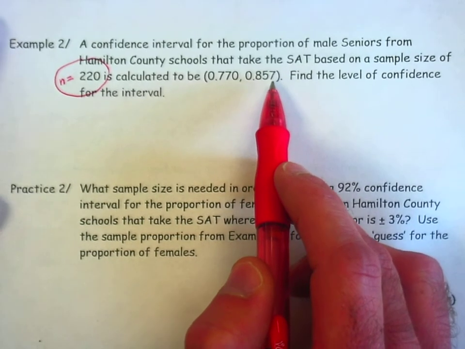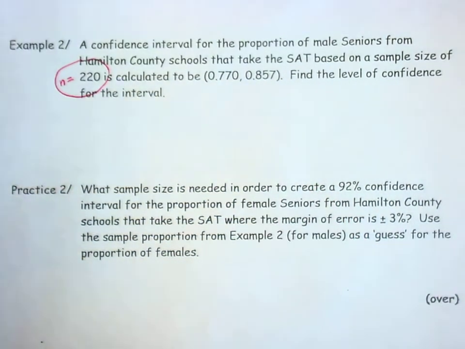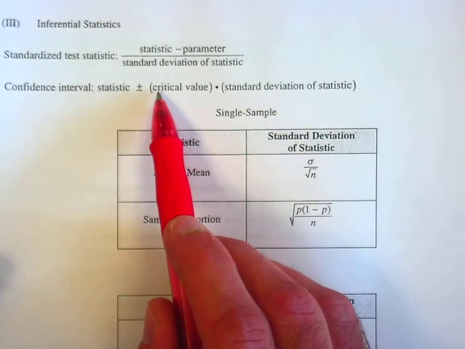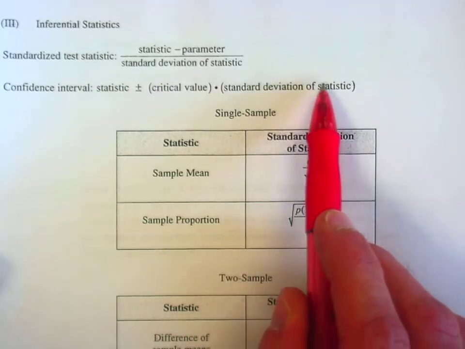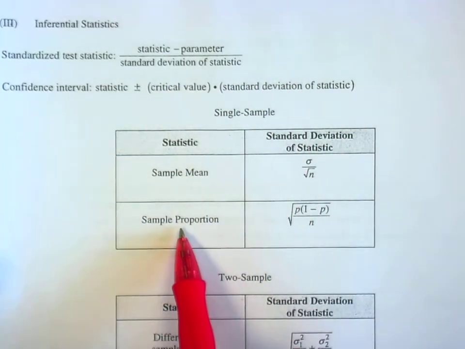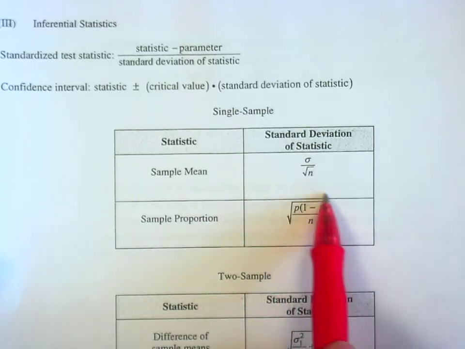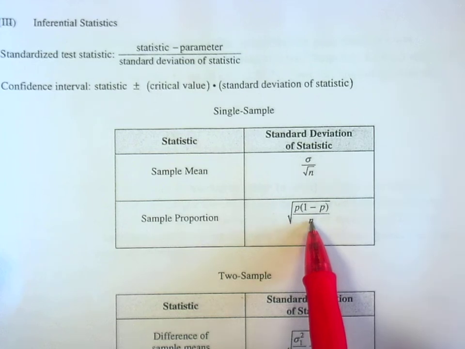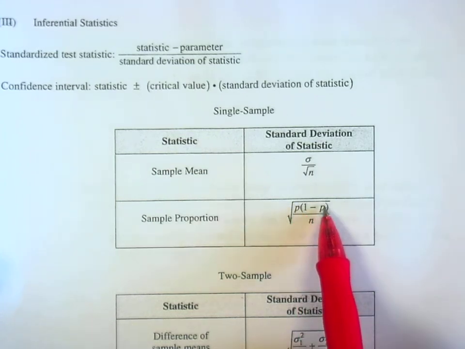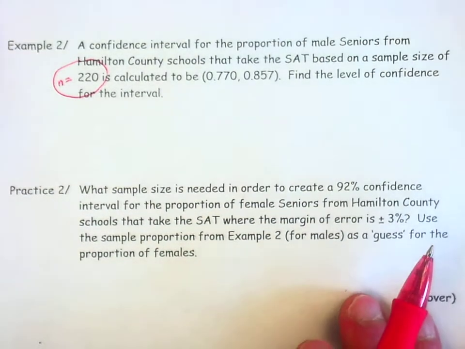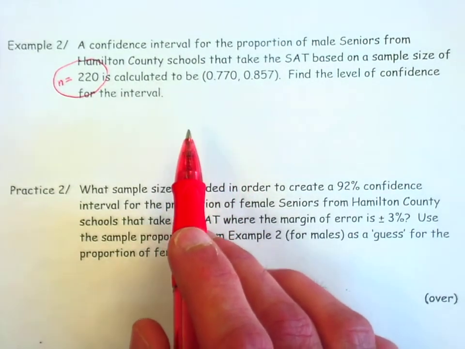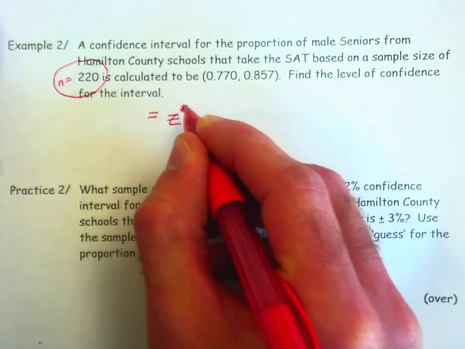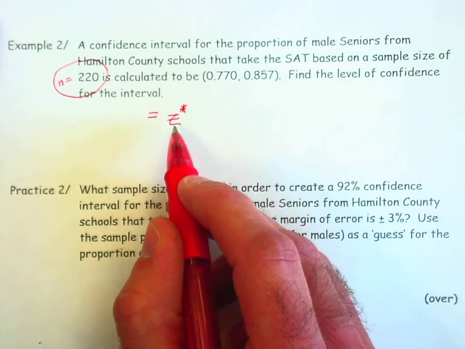So we're going to have to do a little bit of working backwards, but this is once again still managing the margin of error. So remember, the margin of error is built using the critical value, the standard deviation, the statistic, but this time the statistic is a proportion. So this is the standard deviation relationship that we need to be using. So notice I need n, I know that's 220, but I'm going to have to be clever and find my value for p. Okay, so first of all, I don't know the level of confidence, but I know it's going to be a z-score. And that z-score will help me determine the level of confidence.